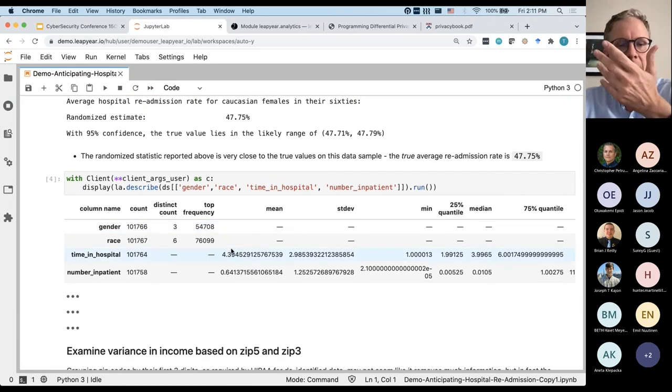As a data scientist, I can look at certain views of the underlying data. One thing I can't do is the first thing a lot of data scientists want to do, which is look at the first five records of the data set. That explicitly violates the principle of differential privacy, where I would see the information of a particular individual if I were to do that.